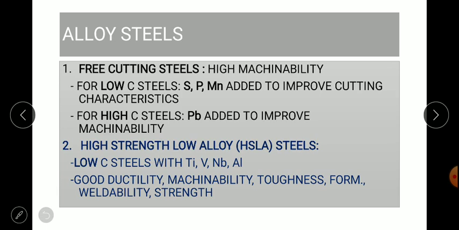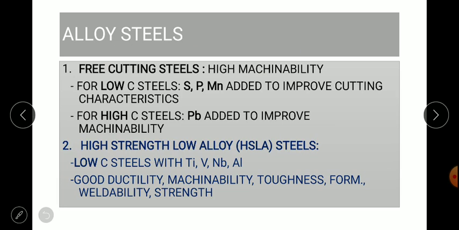So alloy steels are basically classified as, first one, free cutting steel. Now what is free cutting steel? Free cutting steel is a type of steel which has very good machinability and can be cut into pieces; the cutting ability of this type of steel is very good.